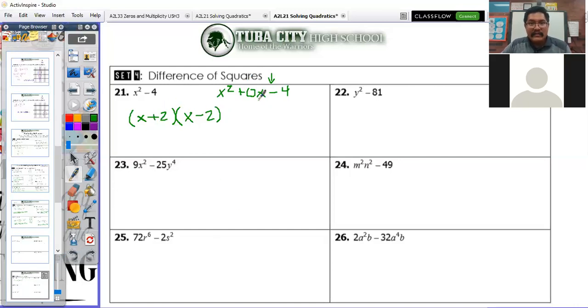And this again is a pretty good shortcut. So y squared is a square number, and 81 is a square number. So plus and minus, 9, 9, y, y.